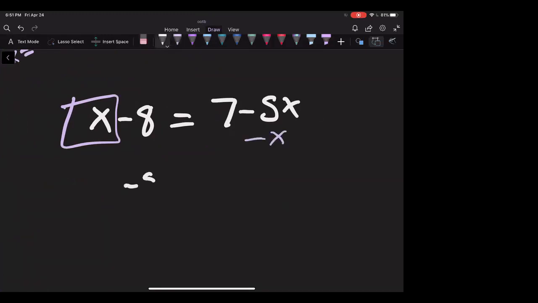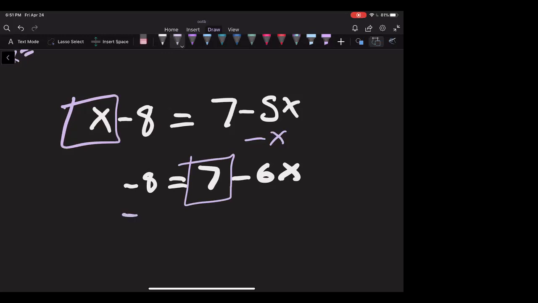So, we have negative 8 is equal to 7. What's negative 5 minus 1? Negative 6. Exactly. So, you have negative 6x. Now we just solve for x. Is this 7 positive or negative? Positive.